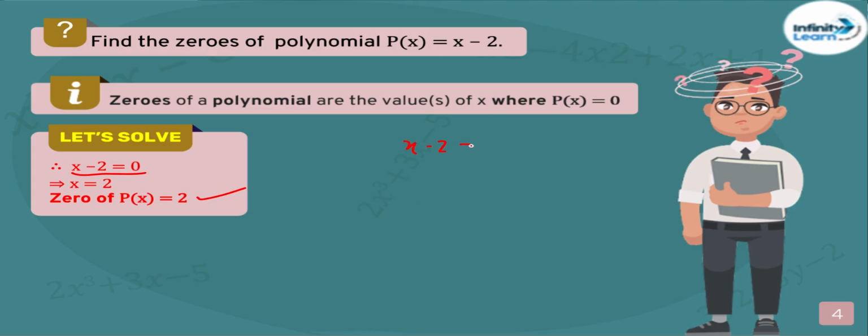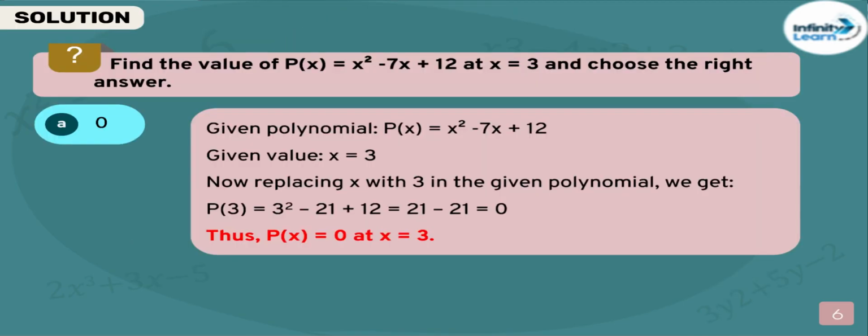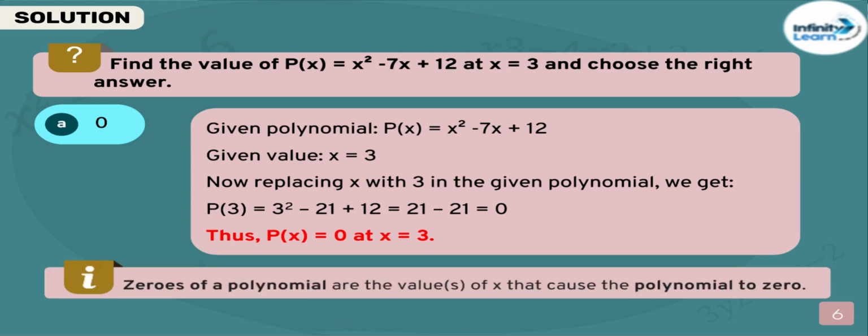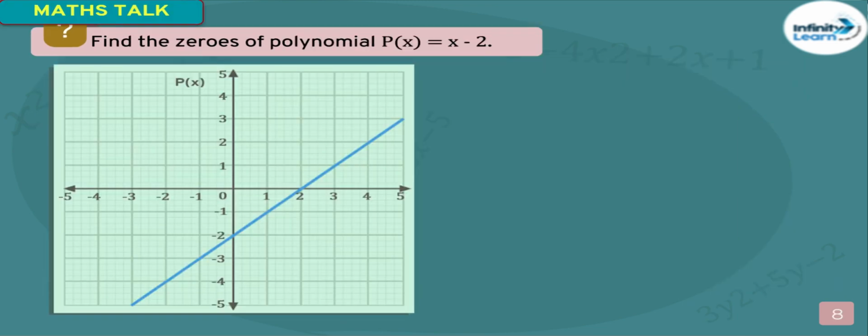क्या किया मैंने? x minus 2 equals 0. The value of x is 2. So that is the zero of the polynomial. We're going to do the question. Don't worry. पहले हम सारी चीज देख लें.